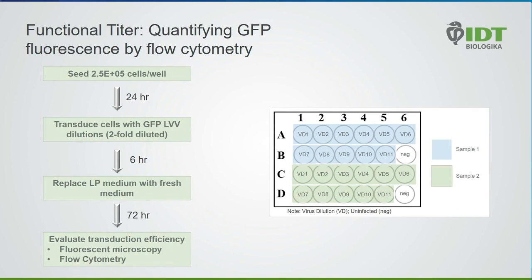First, we image the plates for GFP fluorescence using fluorescent microscopy. And then we quantitatively determine the percentage of GFP-positive cells using flow cytometry.